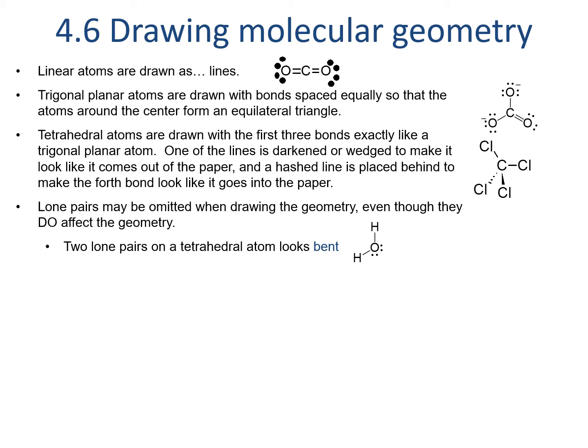We say that they're bent. We also use the same name for a trigonal planar atom that has just one lone pair. That's also bent. This is common with oxygen and sulfur. If a tetrahedral atom has only one lone pair, we'll call it pyramidal, since it looks like a pyramid. This is common with nitrogen and phosphorus.